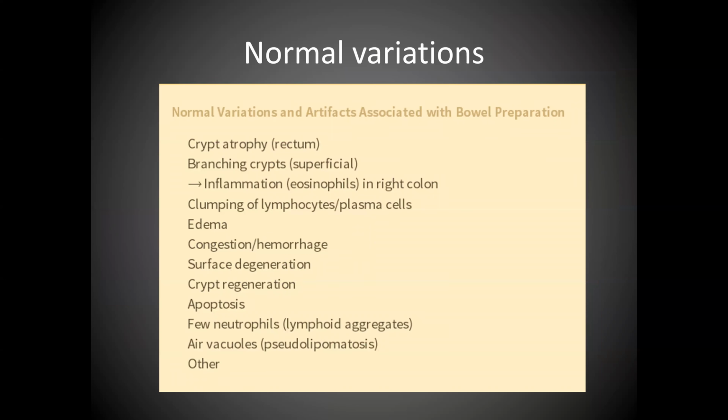Other things to remember that can be variations include the things on this list taken from the wonderful GI Path textbook by Drs. Odze and company. We can see atrophy of the crypts, some branching occasionally, clumping lymphocytes occasionally seen, lymphoid aggregates, crypt regenerative changes, surface degenerative changes, and even occasionally neutrophils within the epithelium, particularly near lymphoid aggregates. And then pseudolipomatosis, air vacuoles, is an artifact of the endoscopy and biopsy procedure.